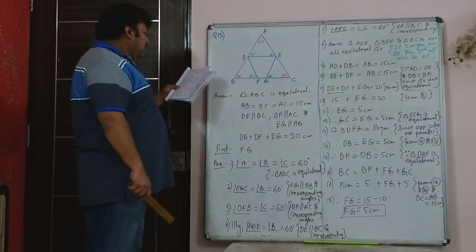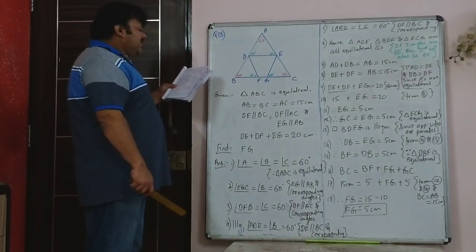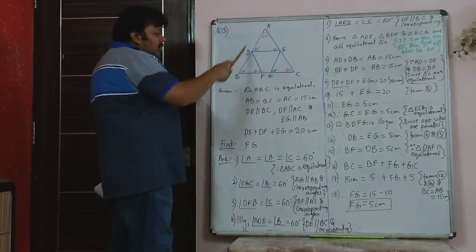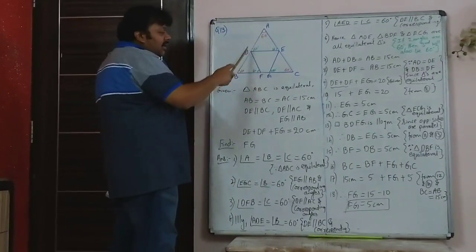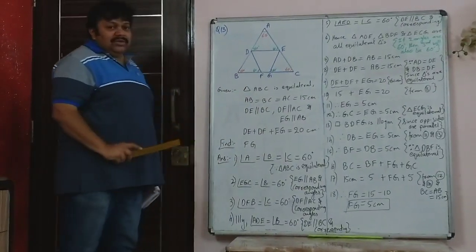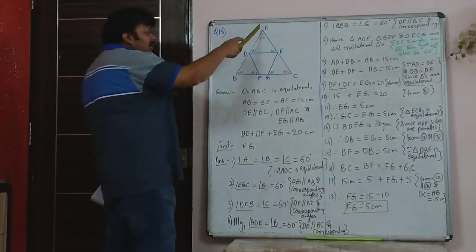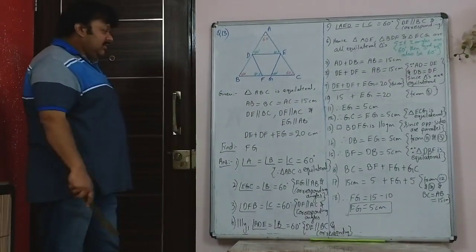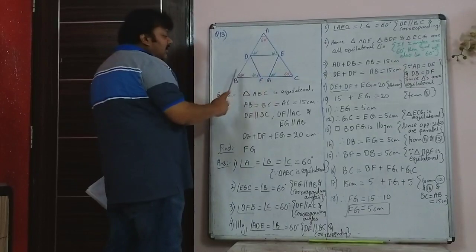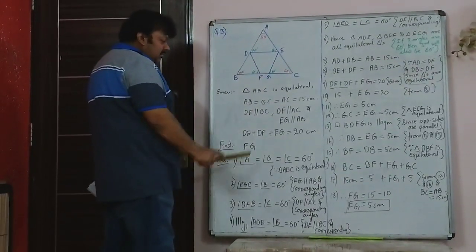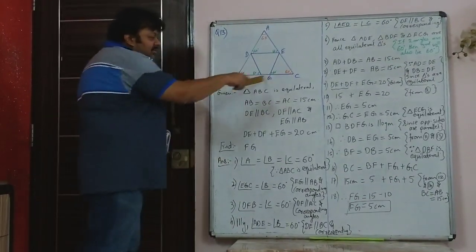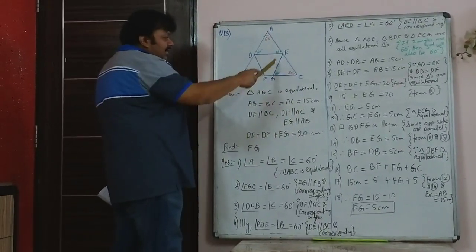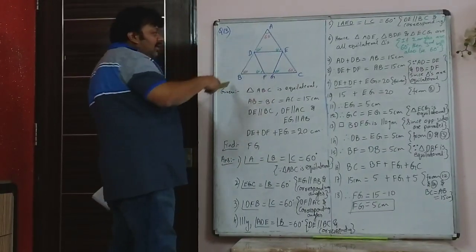You are first of all given that ABC is an equilateral triangle and each side is 15 centimeter. So ABC is equilateral, so angles A, B and C, all three will be 60 degrees and all the three sides are equal and each of them is 15 centimeter, that is given. Then you are given that DE is parallel to the base BC, and DF is parallel to AC and FG is parallel to AB.